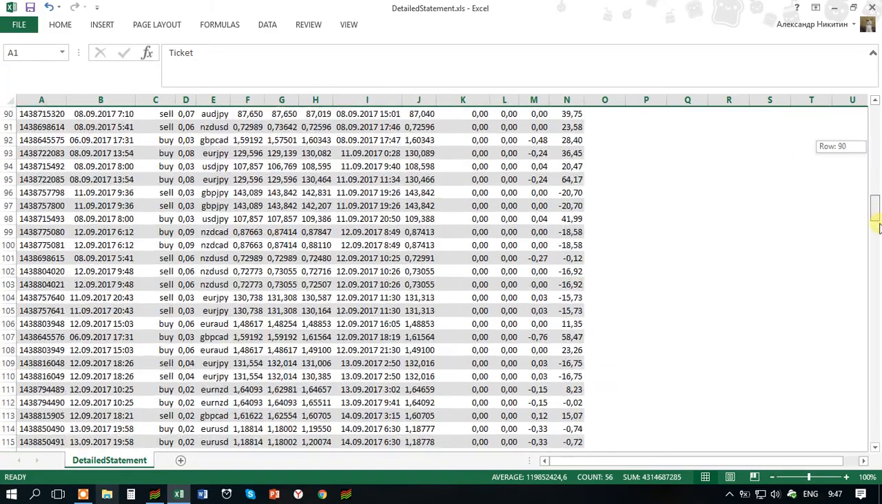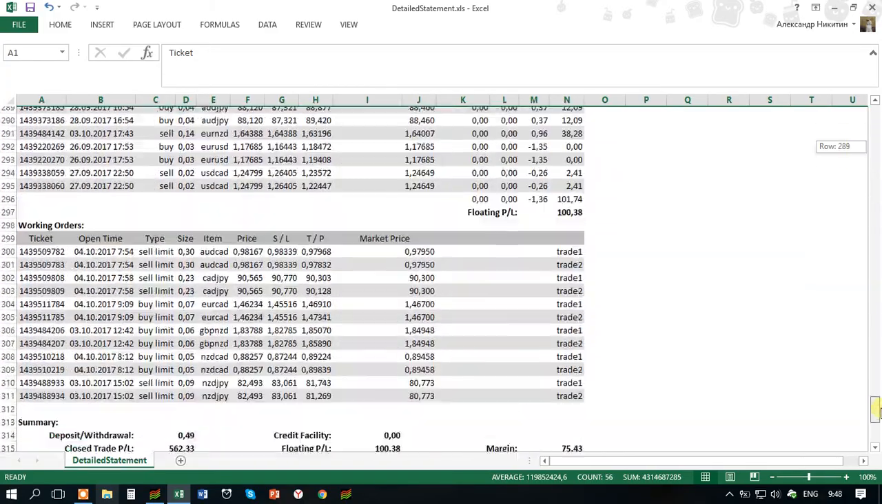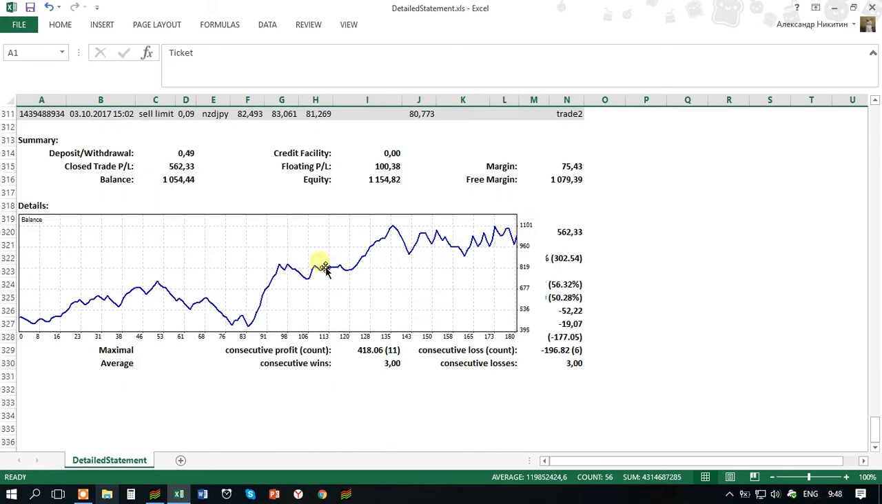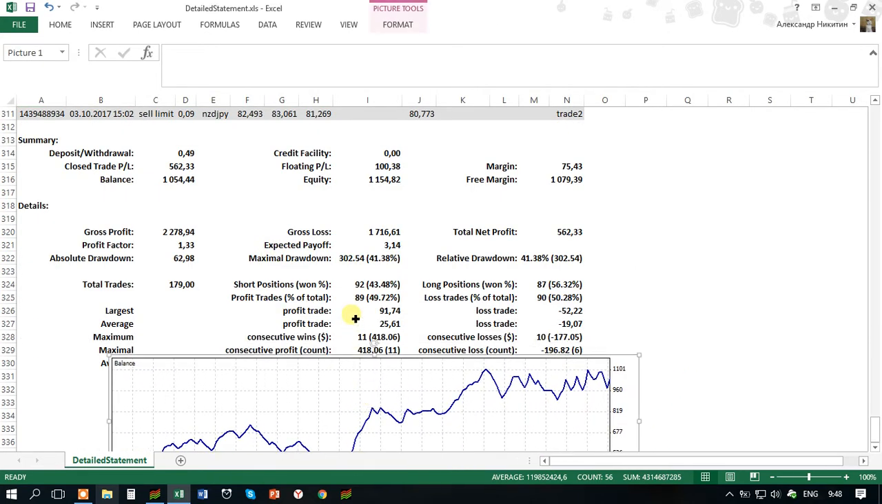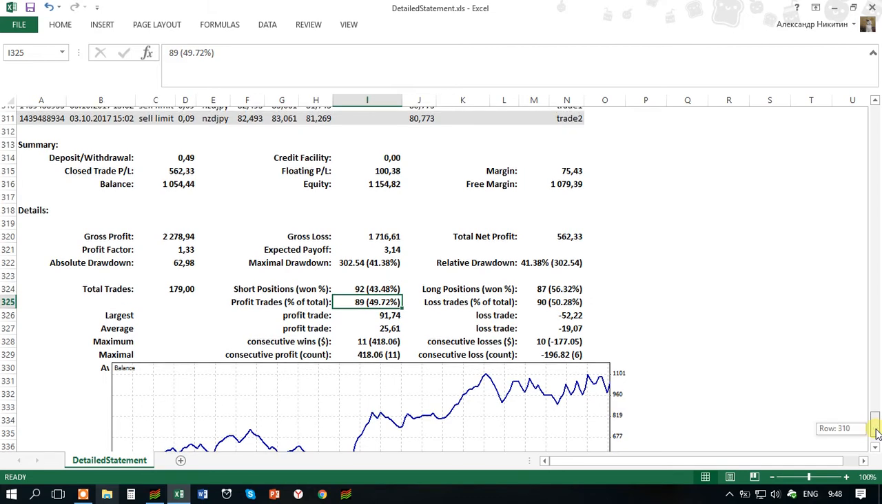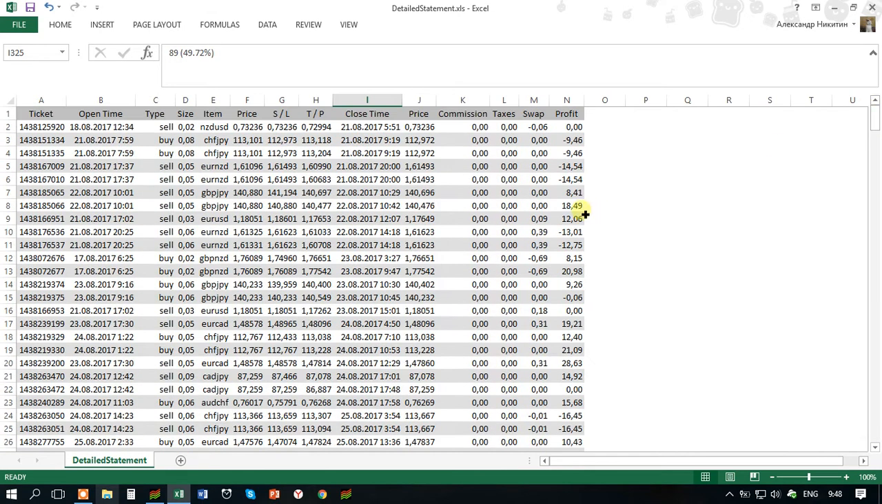If we go lower, here's the chart, don't need it, and look at this number, percent of profitable trades, 49%. That's not true. Not 49%. What is the reason? Why do I have 49%? My backtesting says that I should have 58 to 60. Why do I have 49%? What am I doing wrong?